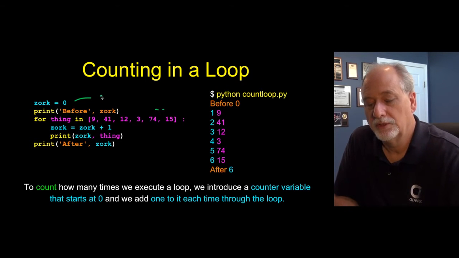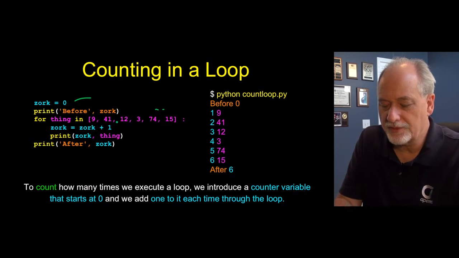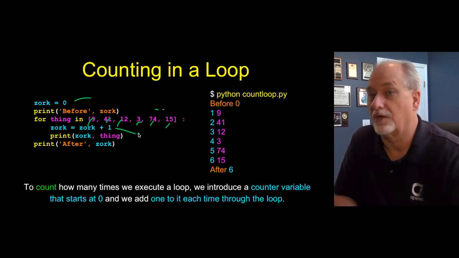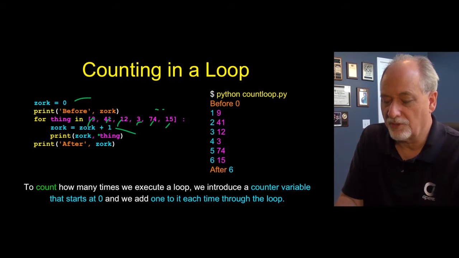You set a variable, Zork, to 0 at the beginning. We often call this variable count in mnemonic. And now we're going to run this loop 6 times: 1, 2, 3, 4, 5, 6. And each time through we're just going to add 1 to Zork. So Zork starts at 0, then it goes 1, 2, 3, 4, 5, 6. And we're going to print it out.